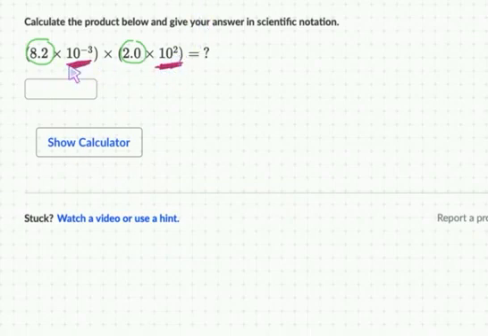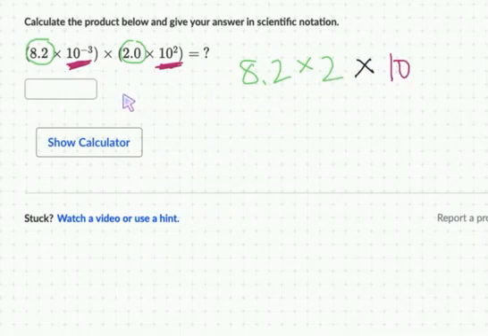So for the first part, I'm using normal multiplication. It's going to be 8.2 times 2. And then the second part, I'm going to be using my exponent rules for multiplication. Exponent rules tell me that I need to add these powers. So it's going to be -3 plus 2. So 8.2 times 2, I can use my calculator for that.